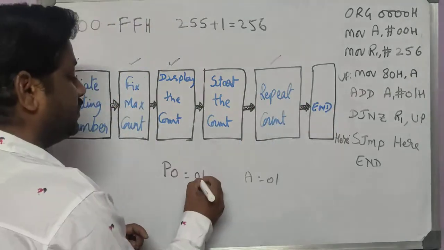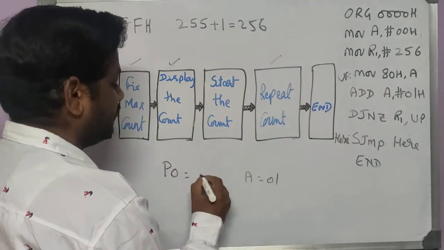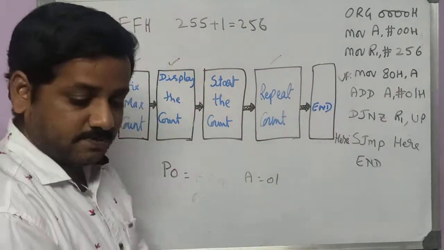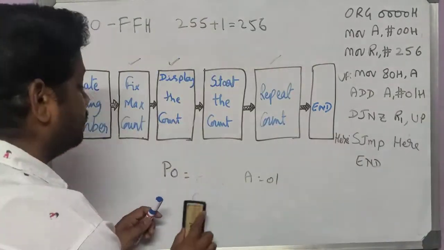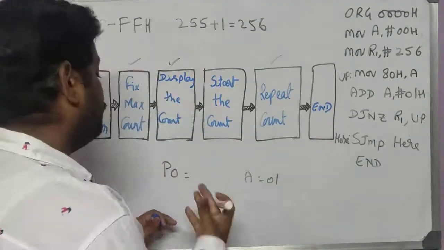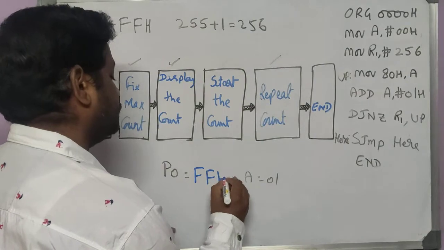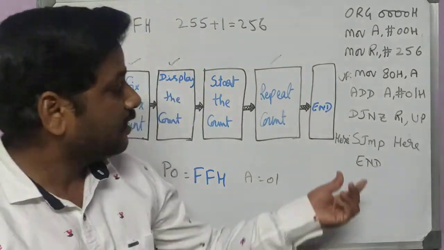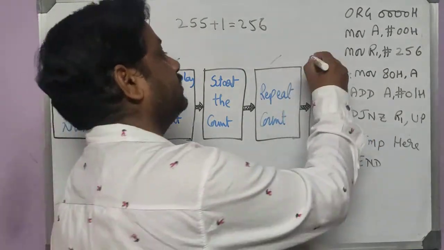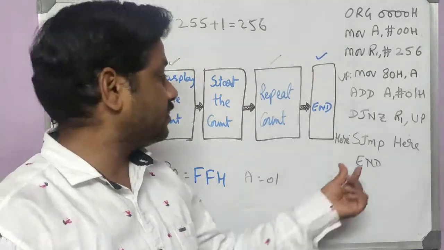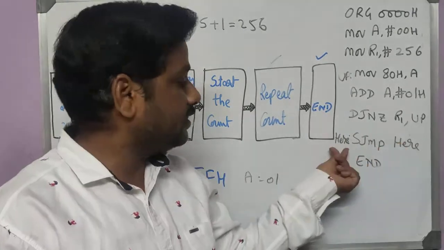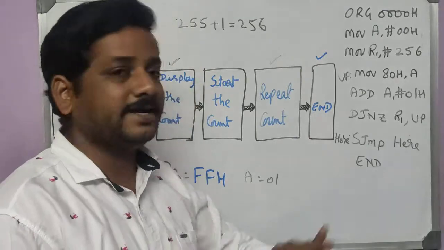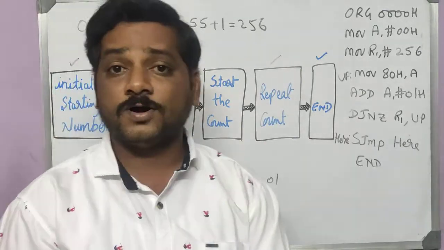So finally it reaches its maximum value, that is FFH. Let me change the marker. So we get FFH. That is the final count. After that you have to stop. So end it. To end, we use a basic instruction, SJMP. Here the same label has to be given, and that ends it. This is all about the up counter.